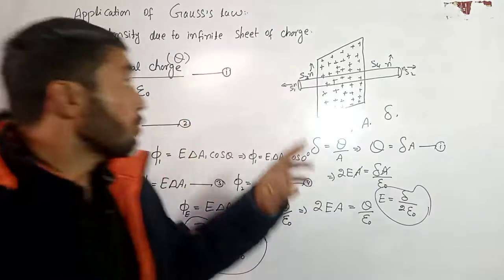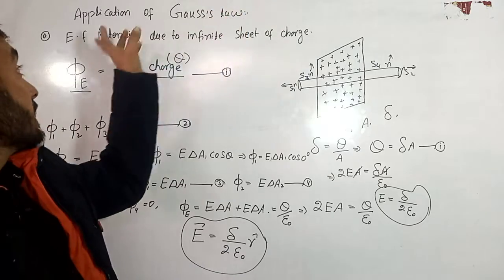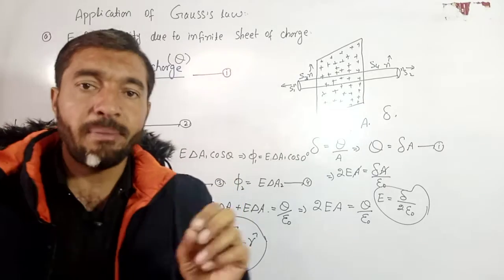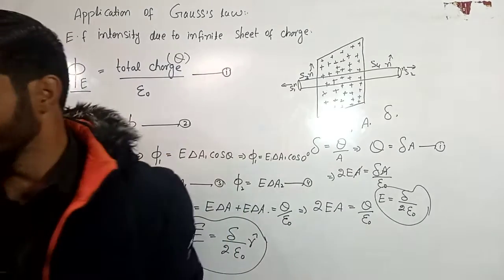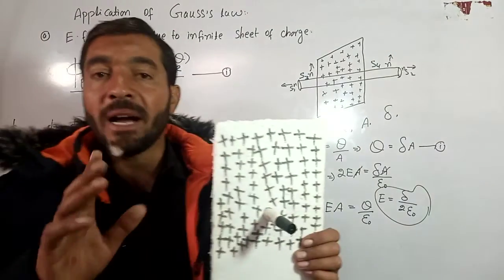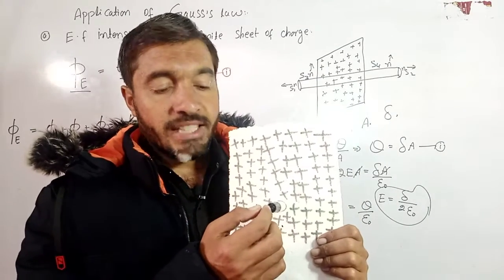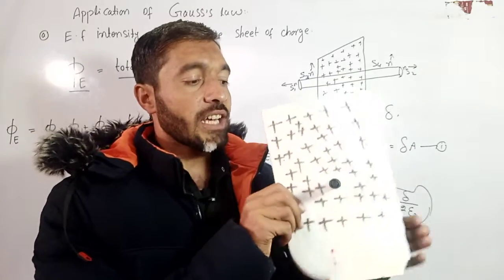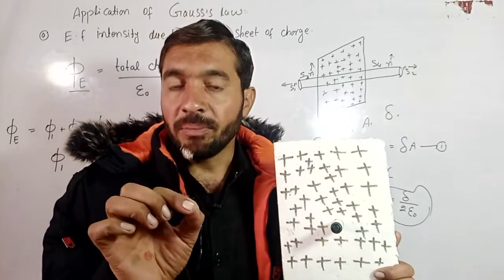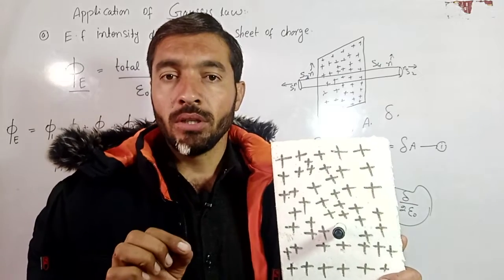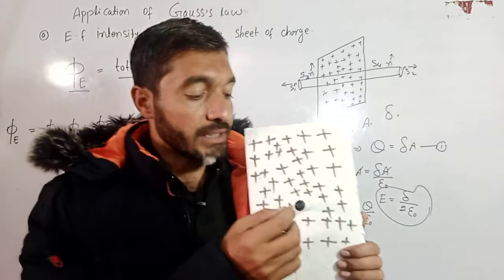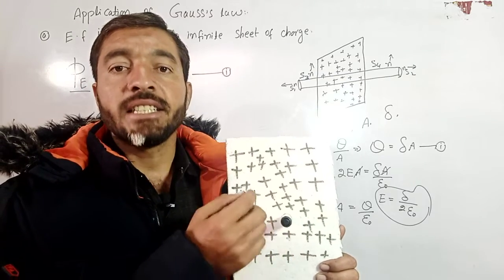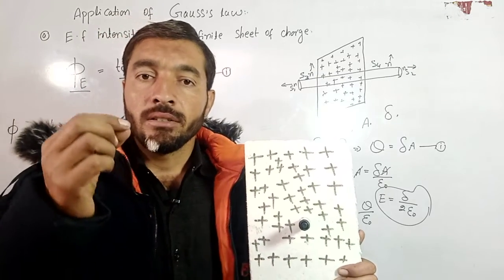Dear student, today our application is electric field intensity due to an infinite sheet of charge. Let's suppose this is our infinite sheet of charge. Surface is 1, surface is 2, surface is 3, and surface is 4. And the electric field lines are moving toward you. The direction of this surface and the direction of field lines are the same.